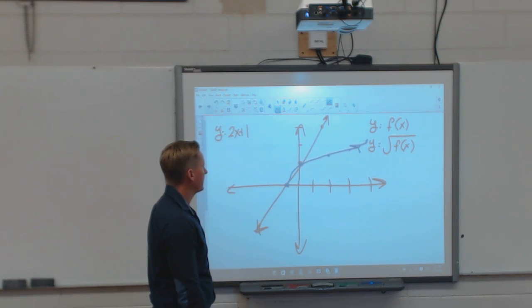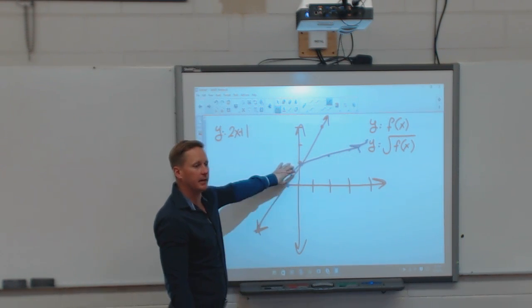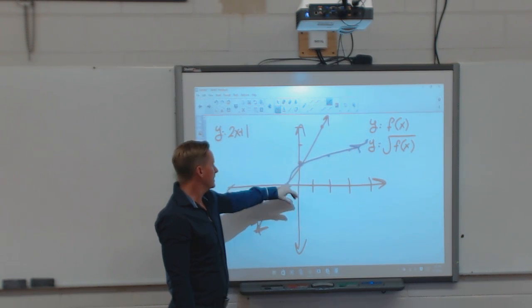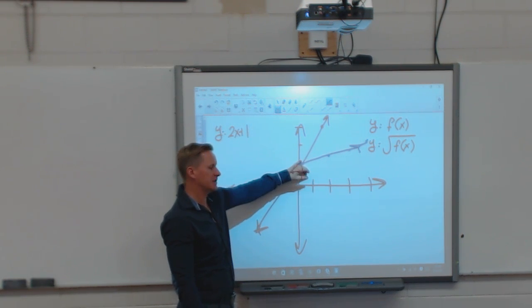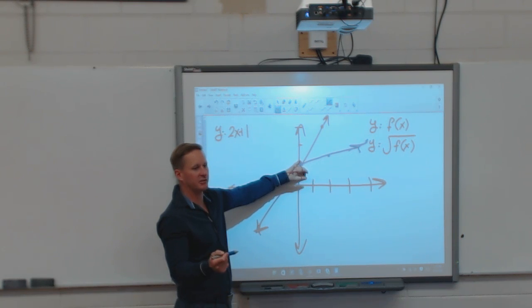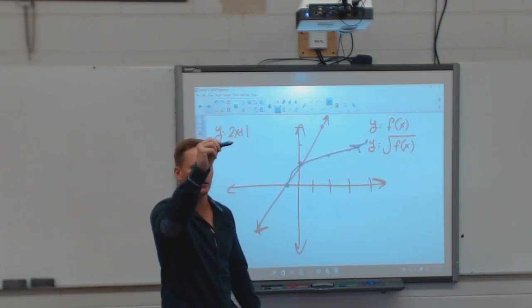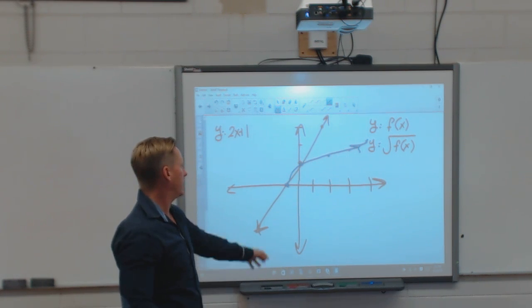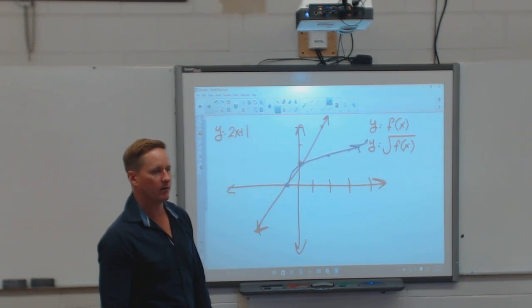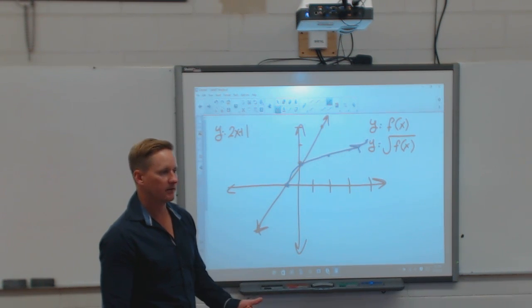Okay, so does everybody understand that? That's the only catch you have on it. When you're going between 0 and 1, when you take the square root of the value, it's always going to be larger. So you have to show that little arc through there, and then everything else is just normal. Makes sense to everybody so far?